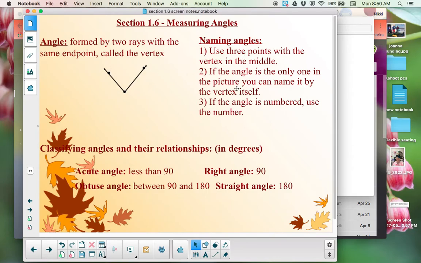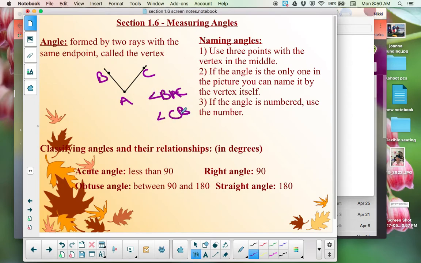We name angles using several different methods. One is using 3 points. So normally there will be letters here. This might be a B, an A, and a C. So you would name this angle BAC, or you could name it angle CAB. You always keep the vertex letter in the middle.